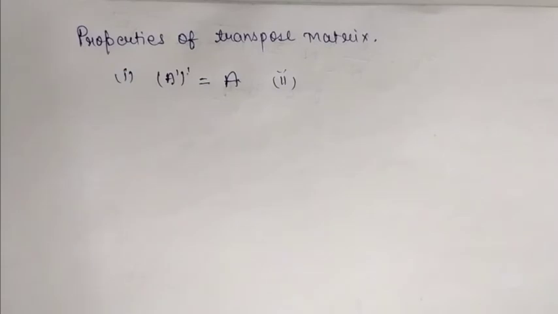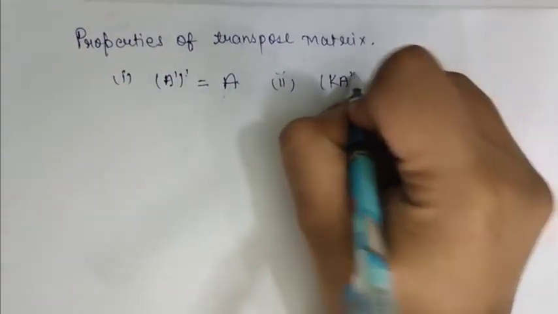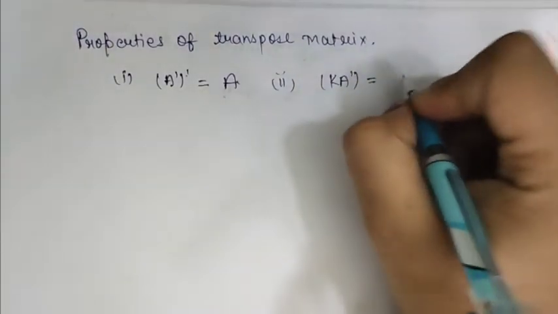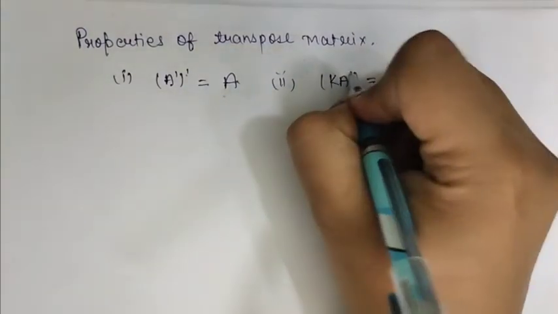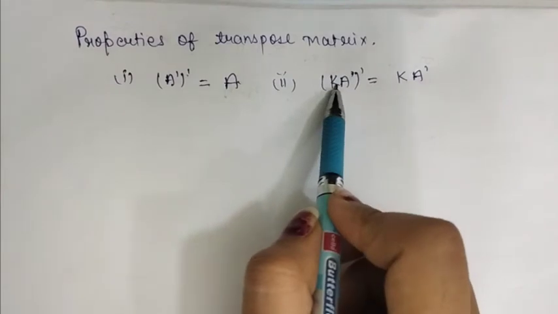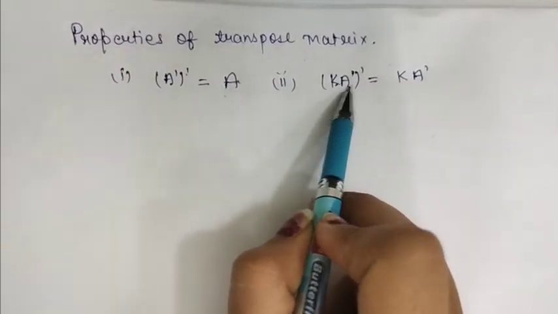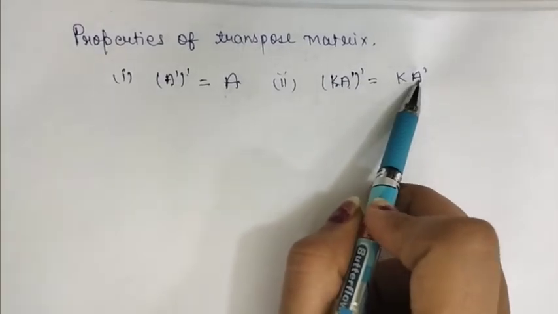The second property is, suppose we have a matrix with a constant, a transpose matrix with a constant, so we can write it in the form of k A dash. Okay, if k is a constant and we have the transpose of kA, we can write the constant separately and the transpose of the matrix separately.